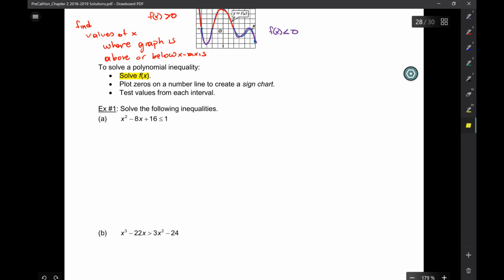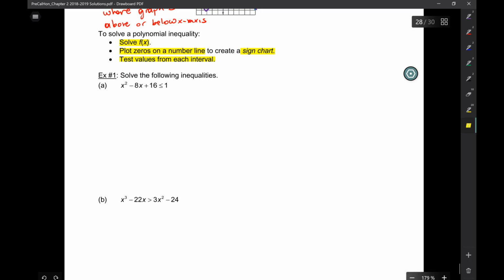Okay, to solve one of these inequalities, we have to solve f of x, right? Solve meaning you factor, whatever, you get values which make it 0. You plot the zeros on a number line, and we're going to create a sign chart. We've done a little bit of this when we did domain. And then we're going to test values from each interval. So let's just do this first one here.